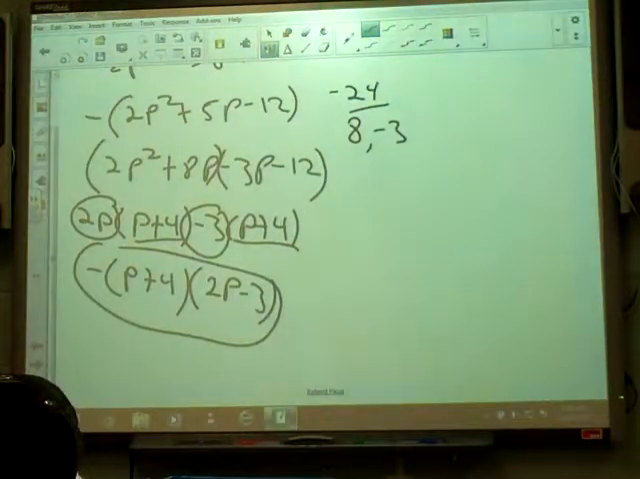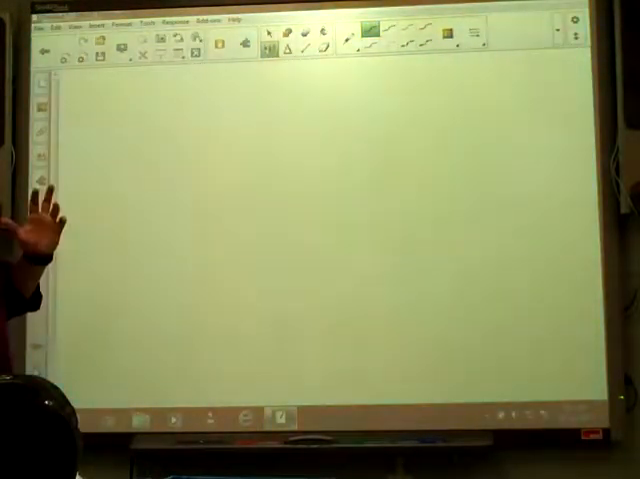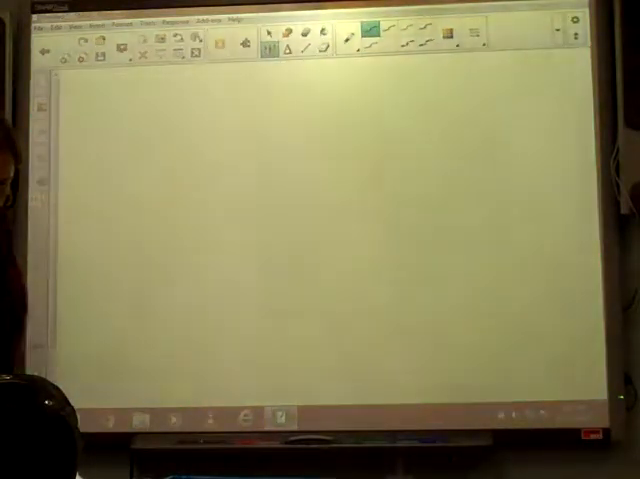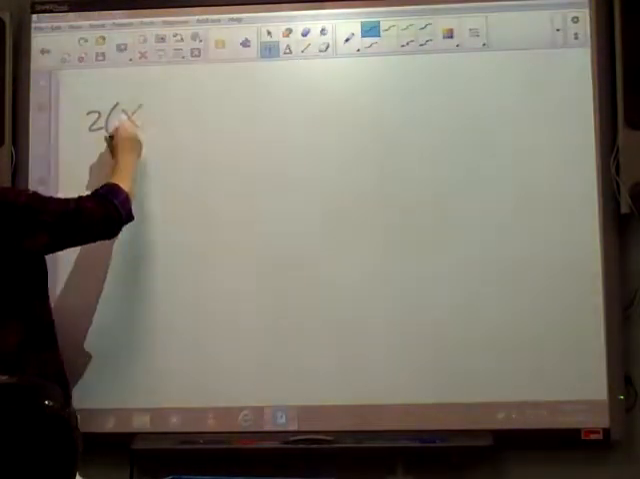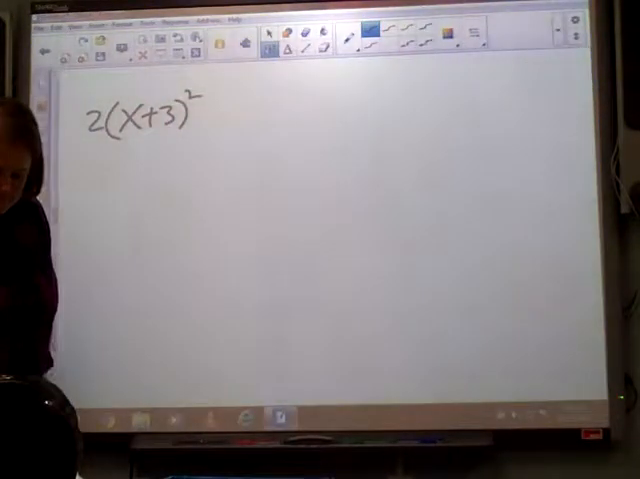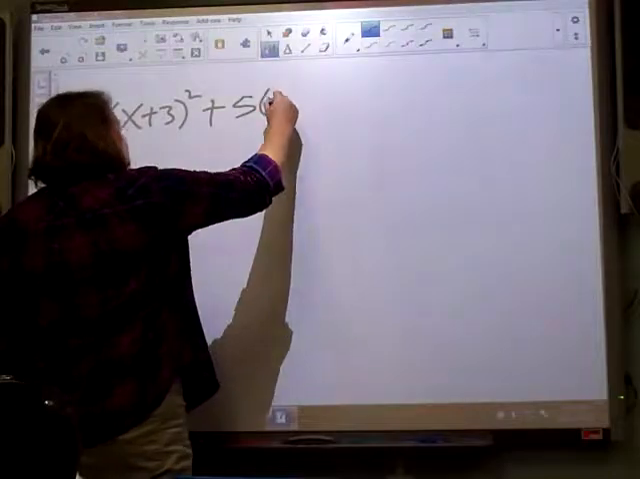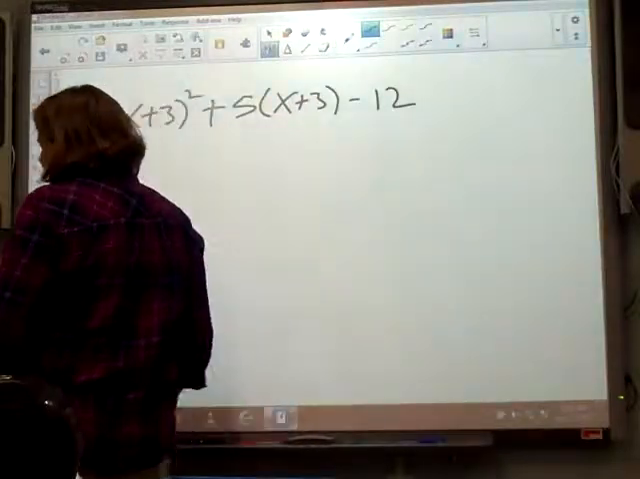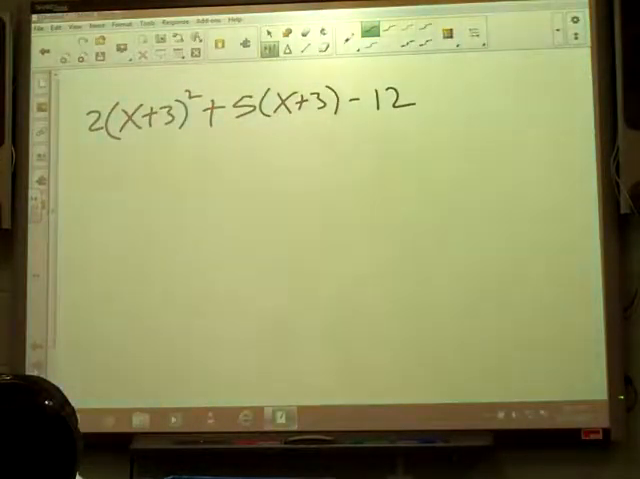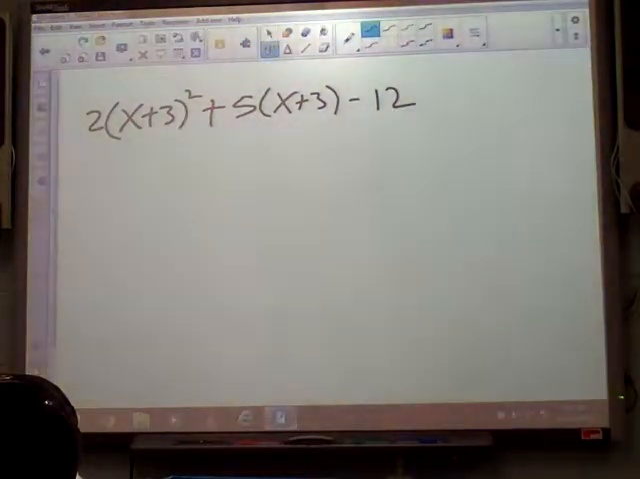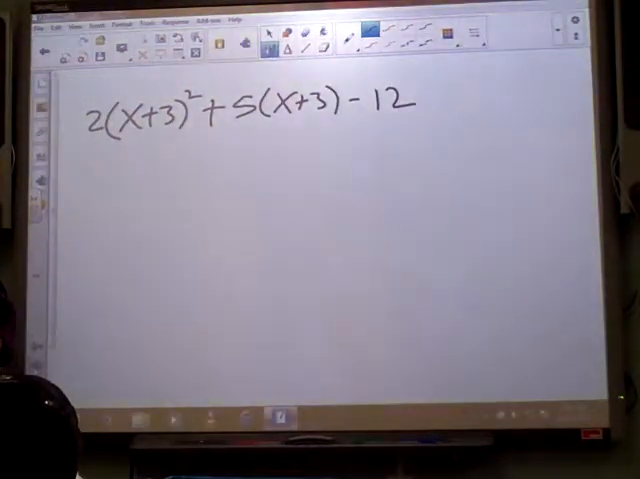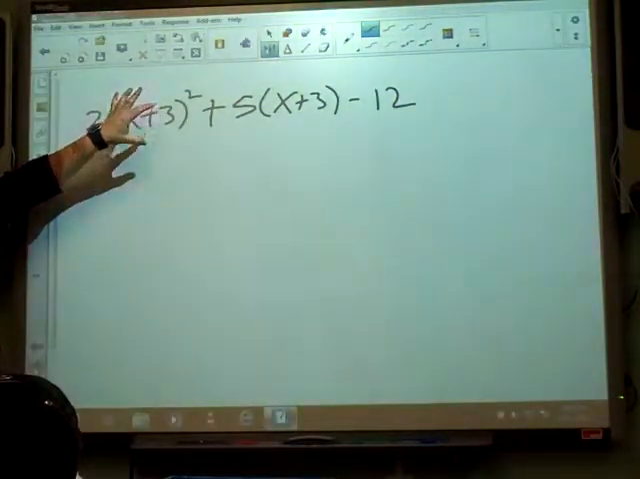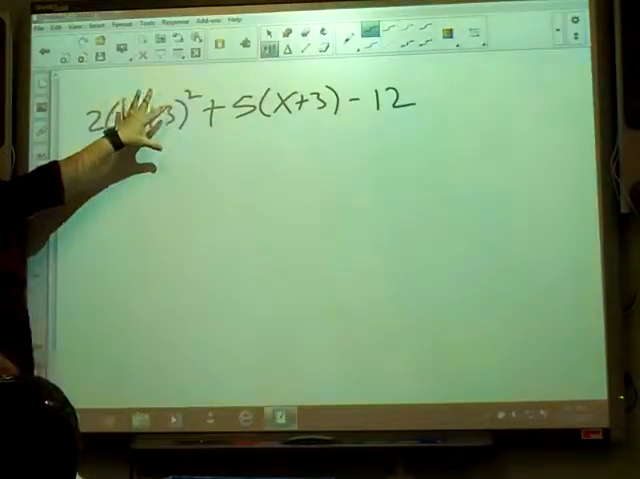Got what we need here? Alright, last two, the most thought-provoking kind. I got 2 times x plus 3 squared plus 5 times x plus 3 minus 12. Now this type of factoring problem, listen, this is the least common. You don't see these very often. So as a result of that, we don't remember how to do them as well because we don't practice them as often. This is the same as the stuff that we've just done, but instead of just an x, we've got an x plus 3, right? That whole binomial is there instead of just an x.